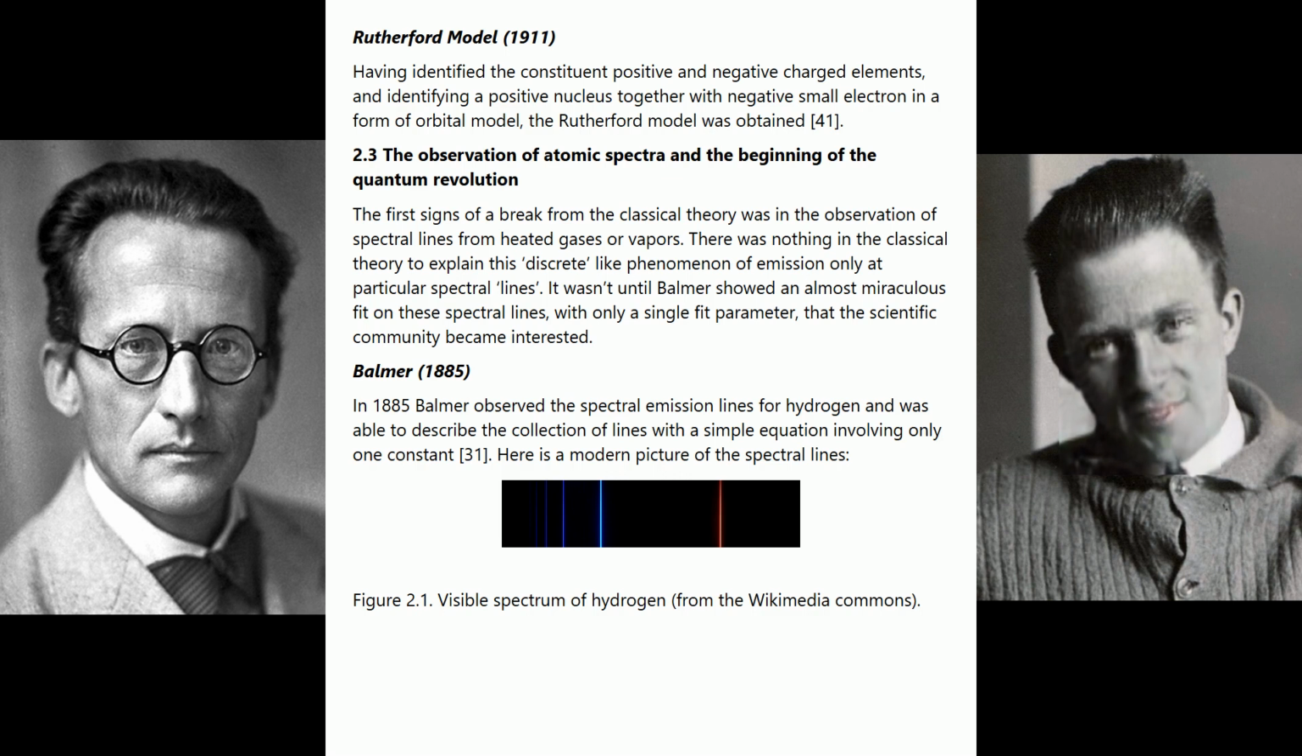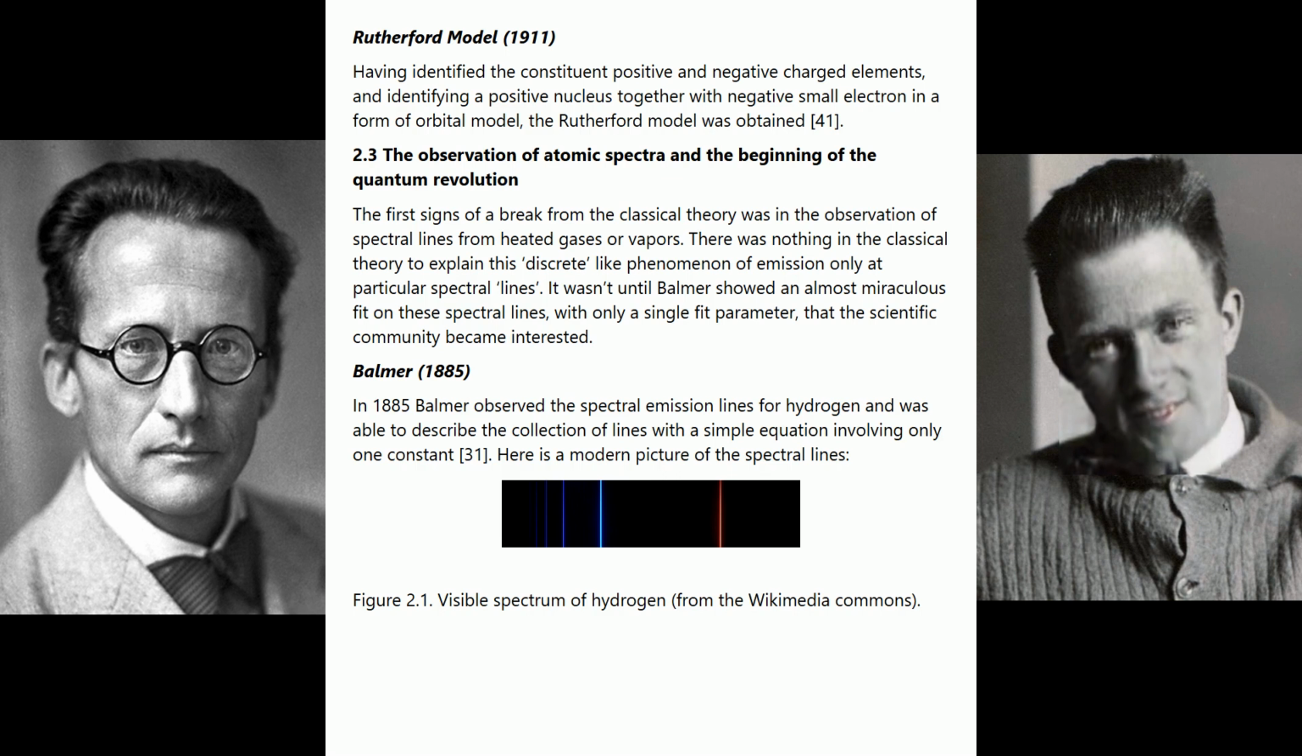2.3 The observation of atomic spectra and the beginning of the quantum revolution. The first signs of a break from the classical theory was in the observation of spectral lines from heated gases or vapors. There was nothing in the classical theory to explain this discrete-like phenomenon of emission only at particular spectral lines. It wasn't until Balmer showed an almost miraculous fit on these spectral lines, with only a single fit parameter, that the scientific community became interested.